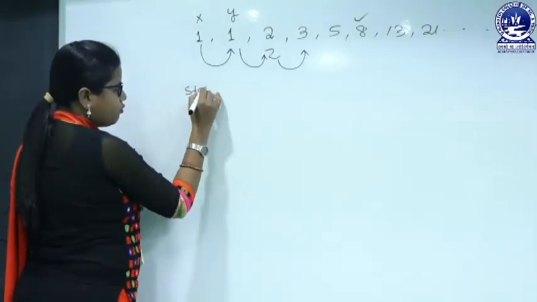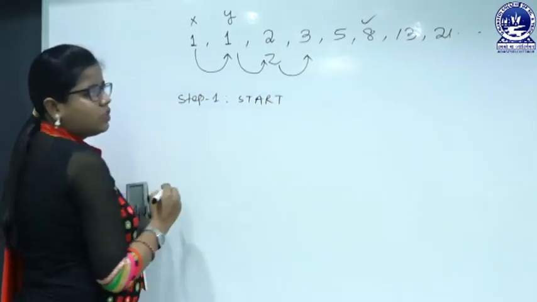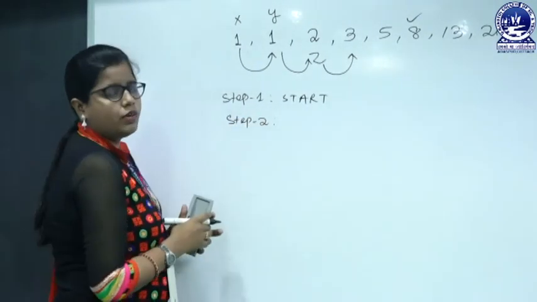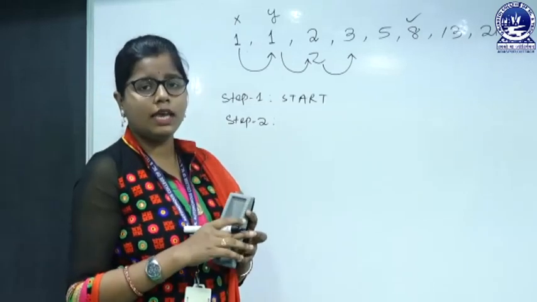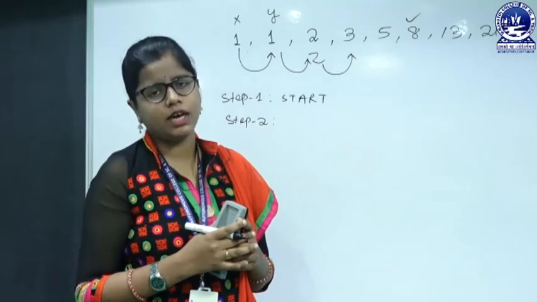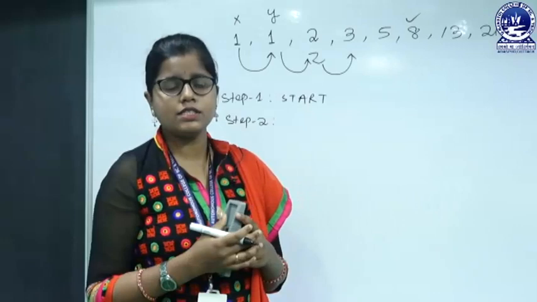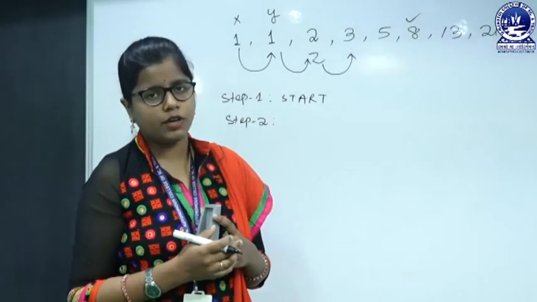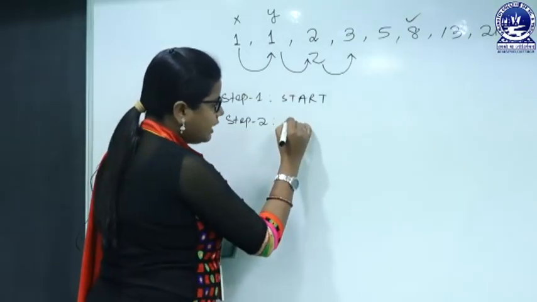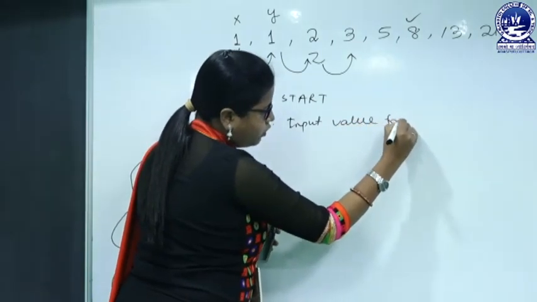So what is step 1? Step 1 should be start. Then step 2. Step 2 is we need to input the n value. What is the nth term? How many terms are we going to print as the Fibonacci series? That we need to ask the user. What is the value for n? So in step 2, we will ask the user to input the value for n.